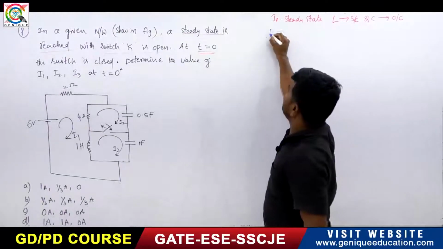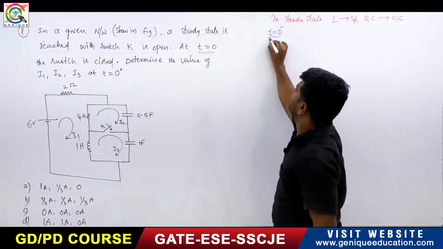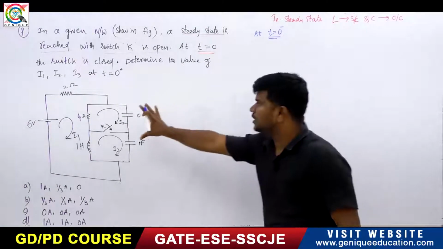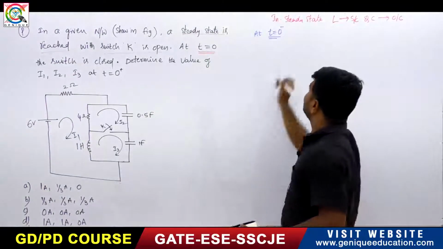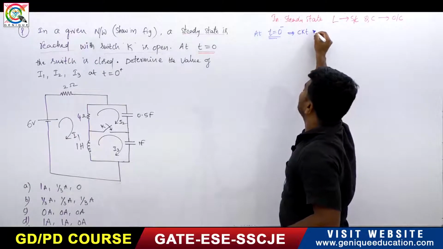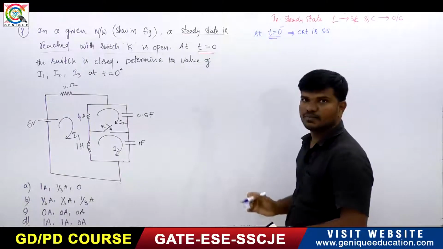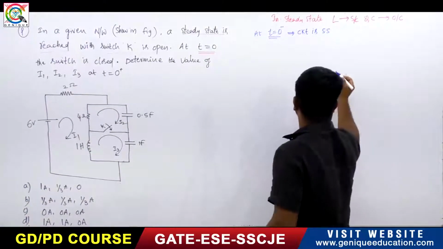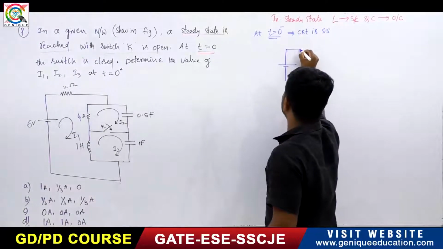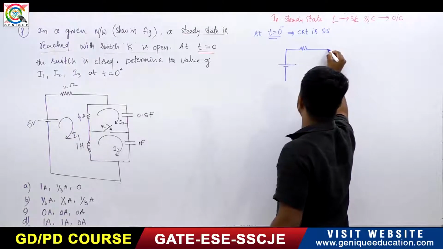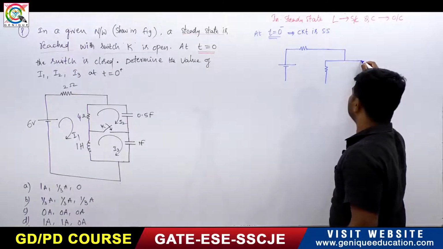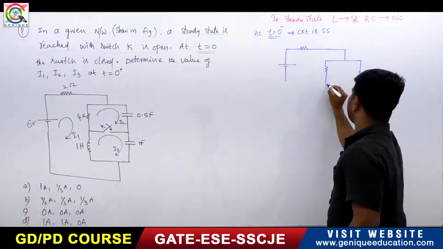So at t equals 0 minus, how will the circuit be? The circuit is in steady state. Now I am drawing the circuit in steady state condition. A 6 volt source and one resistance, and another resistance here. In the steady state, the capacitor is open circuited, so that's why I write this.